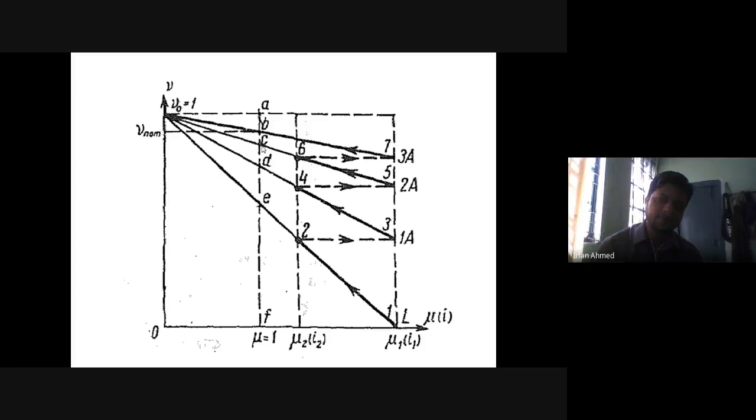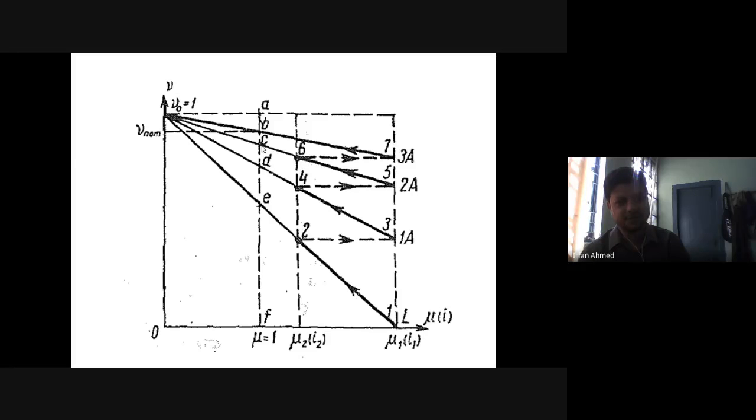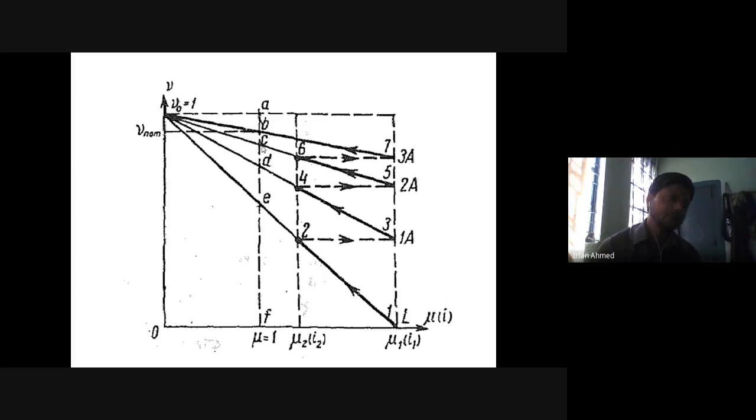What is the length BC? How much is BC? It is AC minus AB, so R2 minus R1, which is R external. BC is equal to the external resistance R3 divided by R nominal. Clear?